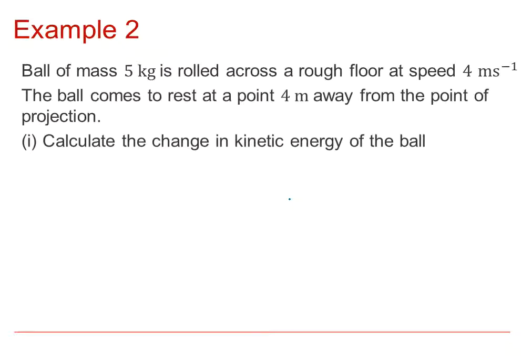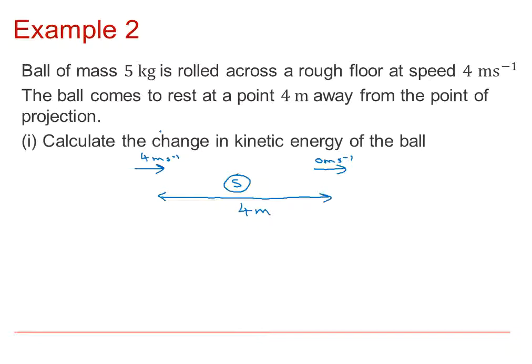In this example, we have a ball of mass 5 kilograms. It's rolled across a rough floor at a speed of 4 meters per second. The ball will come to rest at a point 4 meters away from the point of projection. Calculate the change in the kinetic energy of the ball. So we just have a quick diagram to show what's happening here. We've got a 5 kilogram mass. It started with a speed of 4 meters per second. It ended up coming to rest, so that's 0 meters per second, and that happened over a distance of 4 meters.